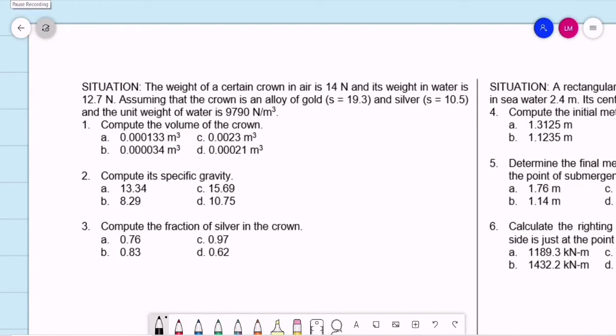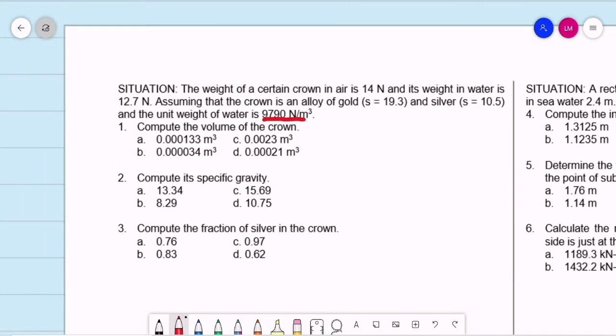Okay, so dito tayo sa part 2, problem 1 to 3. The weight of a certain crown in air is 14 newtons and its weight in water is 12.7 newtons. Assuming that the crown is an alloy of gold with a specific gravity of 19.3 and silver with a specific gravity of 10.5, and the unit weight of water is 9,790 newtons. May mga passboard noon na ito yung ginagamit na gamma water. So kung given yan, yan yung gagamitin natin.